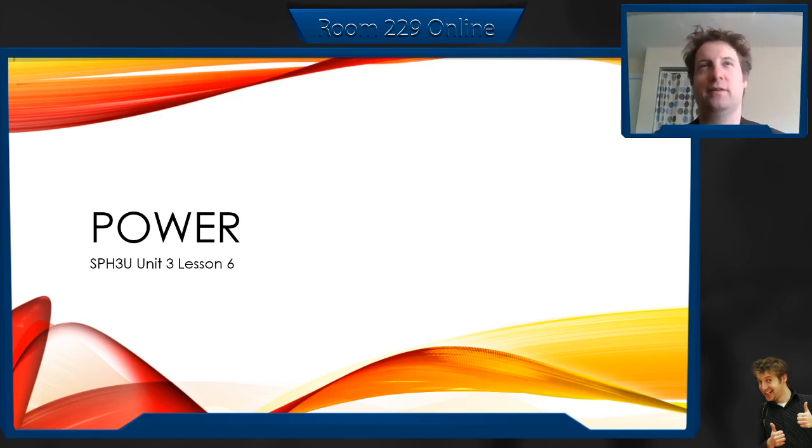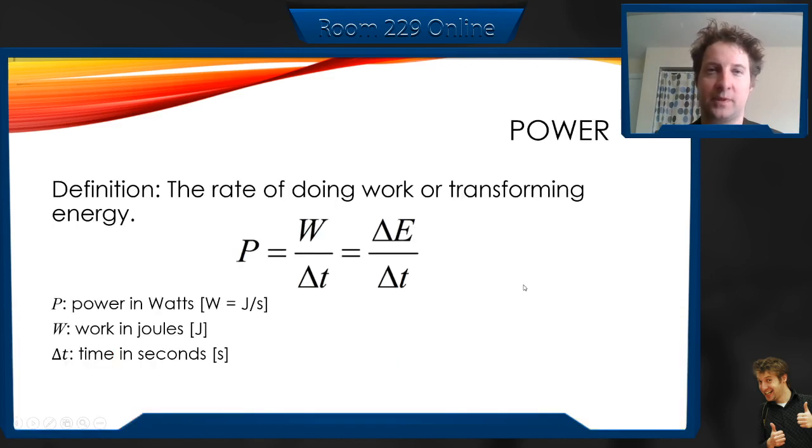But what about the rate of doing energy? So, how fast energy can be used or transformed or something like that? We call this the power. So, power is the rate at doing work or transforming energy, right? So power is either the work divided by time or the energy divided by time. And we know that by the work energy theorem, the change in energy is equal to the work, right? So these two equations are identical, right?